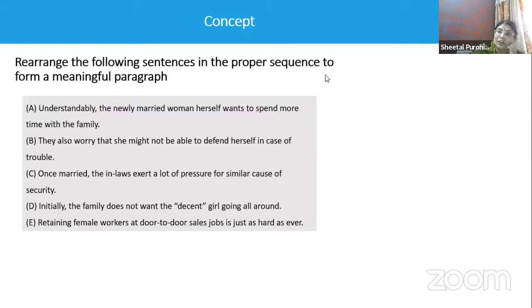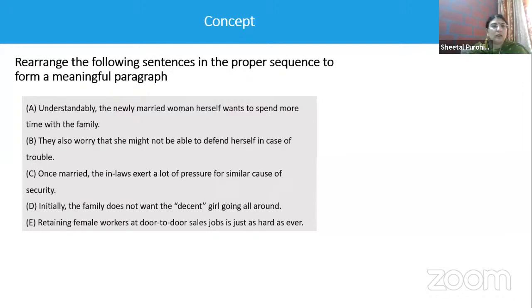I'll explain. See, the first statement has to be about the statement. The statement is that to retain female workers in door-to-door sales jobs is very difficult. The reason behind that is the family does not want the decent girls going all around. Right. On top of that, once the girls get married, they put a lot of pressure to stay at home due to security. Right. They also worry that she might not be able to save herself. Right. And then they also understand that the newly married. So it has to be E, D, C, B, and A.